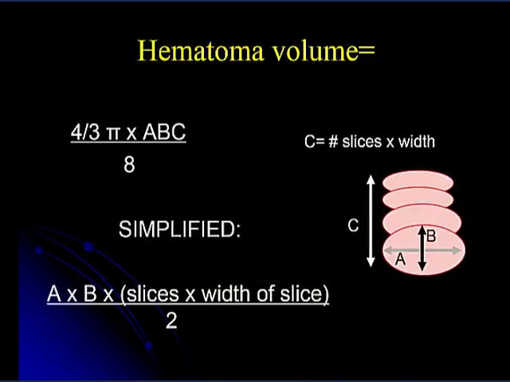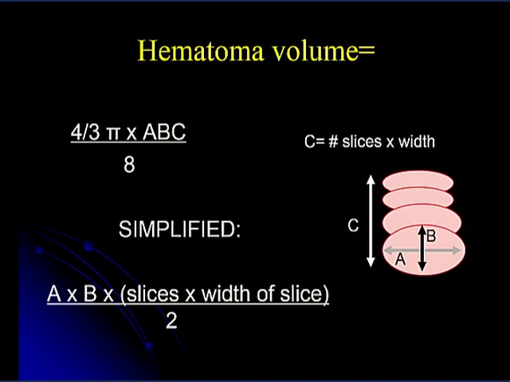So if you're asked to measure the hematoma volume, and sometimes when you're talking to your neurosurgeon, oftentimes I get a call from an outside hospital, and when you ask them how large the hemorrhage is, they'll say "big," but that doesn't help you at all. So the fastest way, simplified, is really using A times B times C, with C being the number of slices times the width of the slices, divided by 2.